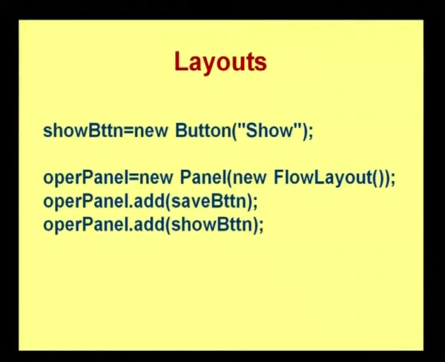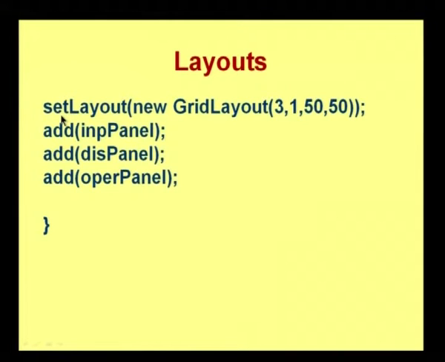Now I need to place these panels on my frame. So you can see here, now only I am calling this set layout method. This is for my frame. So new grid layout 3,1. So 3 rows and 1 column. These 3 rows are nothing but my 3 different panels. So my input panel, my display panel, and so I am adding in this fashion. Though I have created them in a different order, I am adding them first the input panel, then the display panel, and then my operation panel.